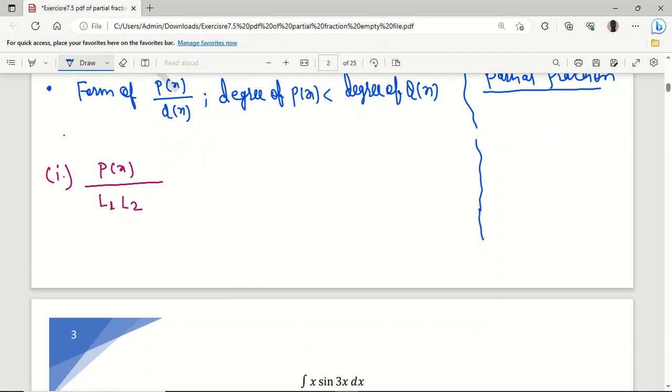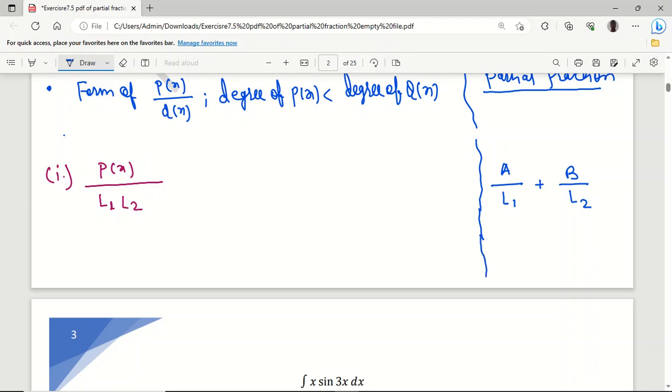So the partial fraction of p(x) upon L1 into L2, what can we write? We can write A upon L1 plus B upon L2. The main thing is that you can find this expression anywhere, in NCERT, in RD Sharma, everywhere. But we need to understand why we are writing p(x) upon L1 into L2 in the form of A upon L1 plus B upon L2.